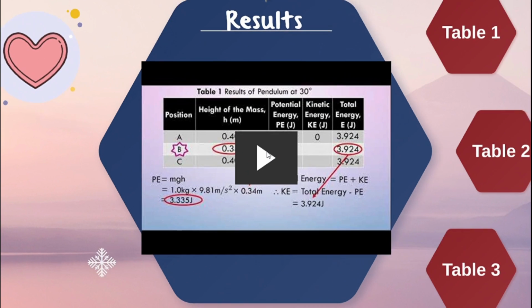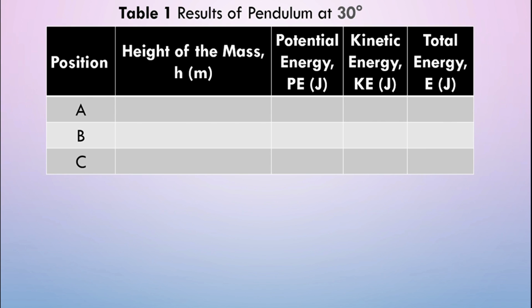Results. Table 1 shows the results of pendulum at 30 degrees. The height of the mass for position A, B and C are 0.4 meters, 0.34 meters and 0.4 meters respectively.